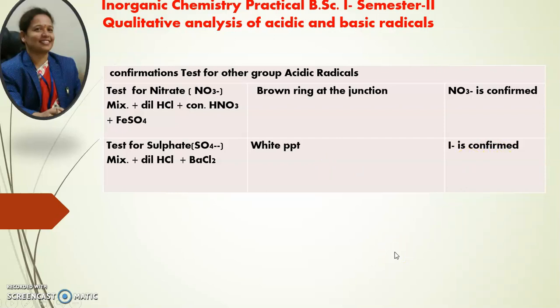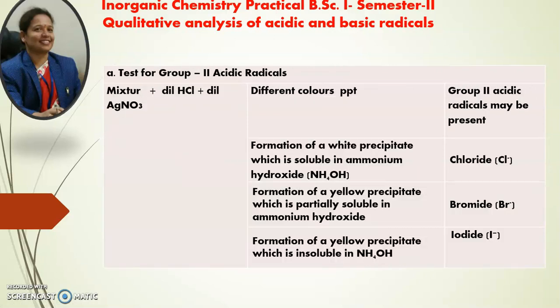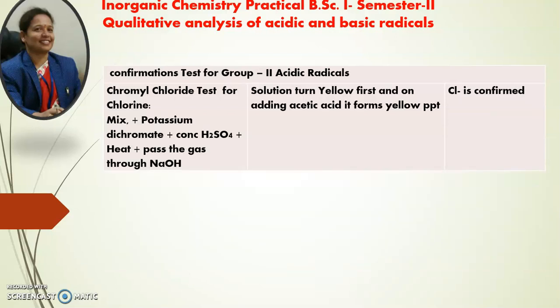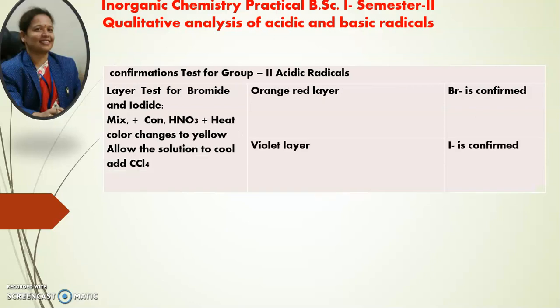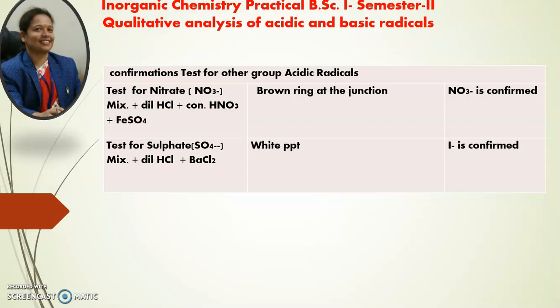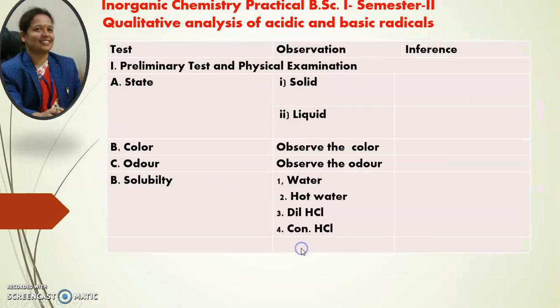So these are the tests for acidic radical. These four tests are very important. See the colors. The question may be asked regarding the colors. Again, the chromyl chloride test is used for the identification of chloride. The layer test for bromide and iodide: orange color layer confirms Br negative, violet color layer confirms I negative. Then the test for nitrate and sulfate: brown ring at the junction, ring test, NO3 negative is confirmed, and for sulfate, white precipitate after addition of dilute HCl and barium chloride.